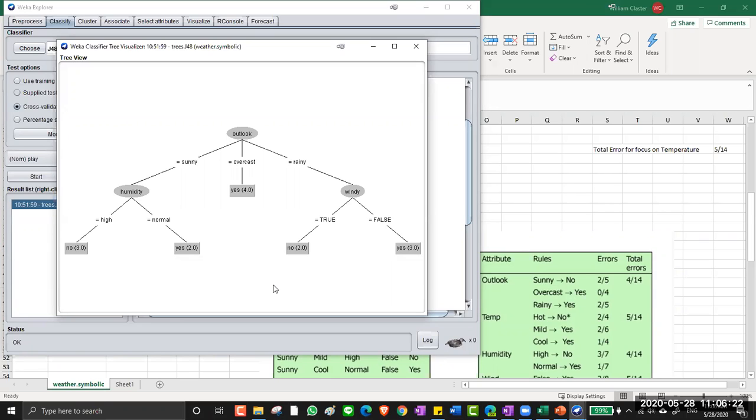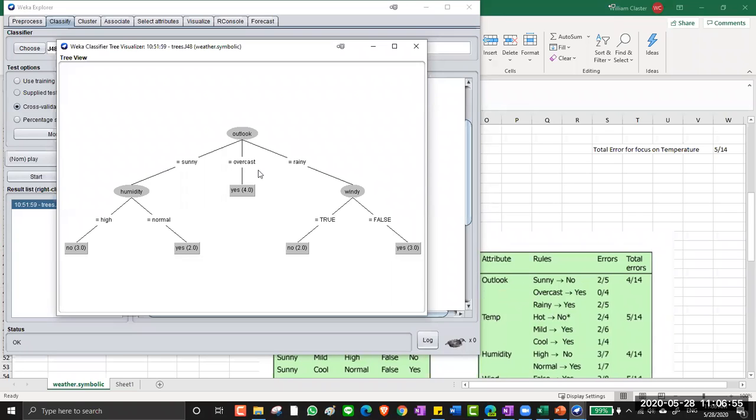Not that straightforward, but you might come up with the idea. So with J48, we seem to start with the same outlook. Why did we start with this one? Because we found that it was the best, or it was a tie actually between that one and humidity, but we chose this one. We could have chosen humidity, I guess. So we chose this because it was the best one.